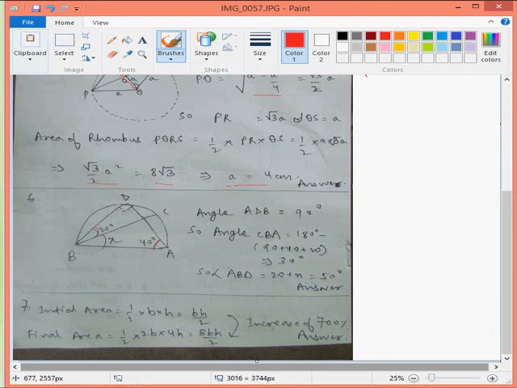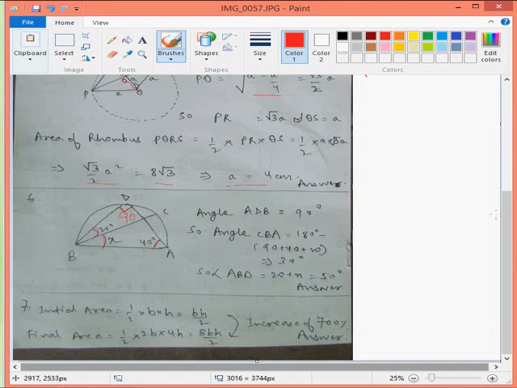This is a semicircle, and any semicircle from the diameter makes a 90 degree angle at any point on the circumference of the circle. So this is 90 degrees. This is 40 and this is 20, and this whole is 180. So this X will become 30 degrees. This X is CBA, so it becomes 30 degrees. So what will be the measure of ABD? ABD becomes 50 degrees. And this is our answer.